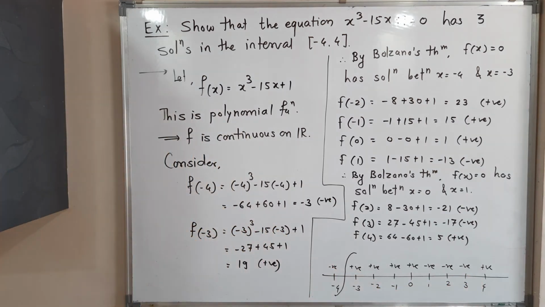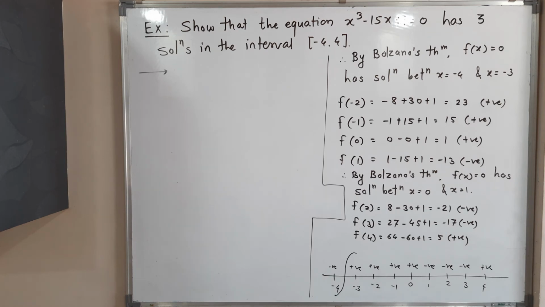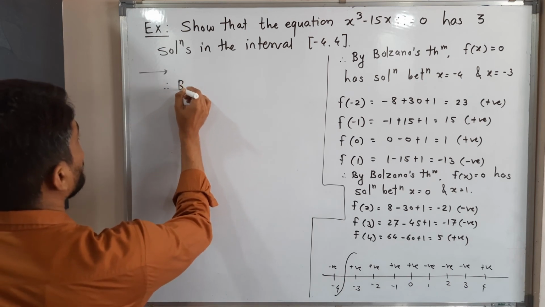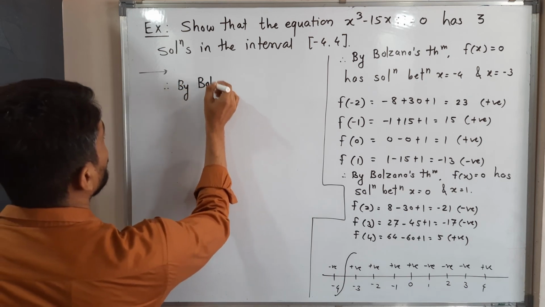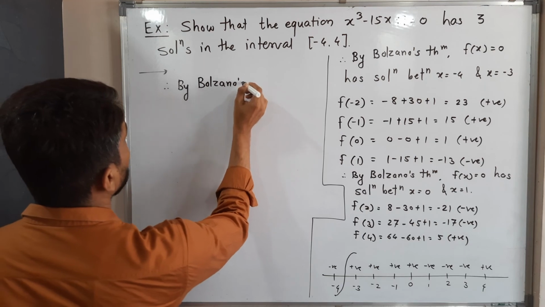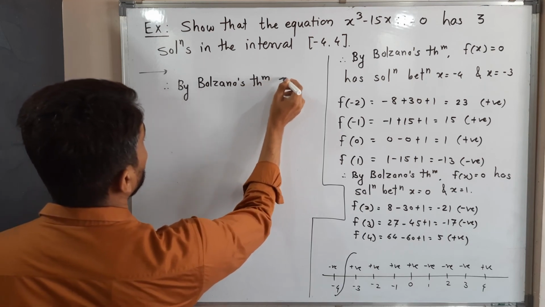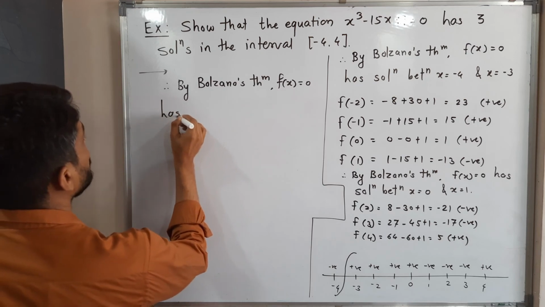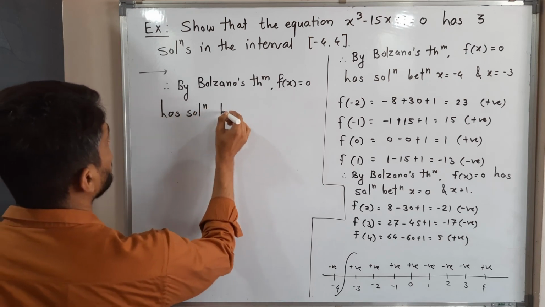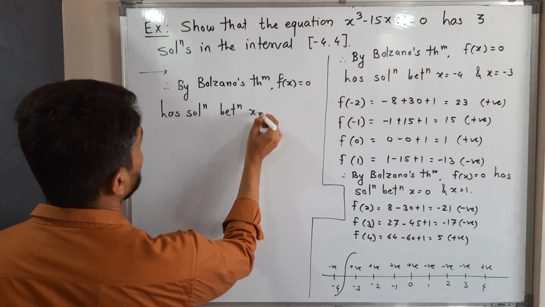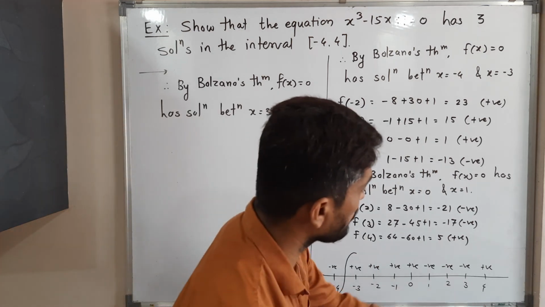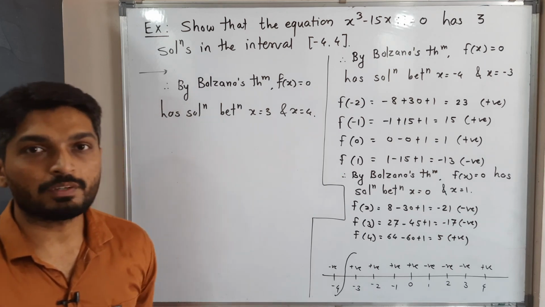Let me write it properly, make a screenshot of it first, then I will go further. So let me write it here. So therefore, by Bolzano's theorem, f of x is equal to 0 has a solution between x is equal to 3 and x is equal to 4, right? Between 3 and 4 we get a solution. So in this way we got 3 solutions.